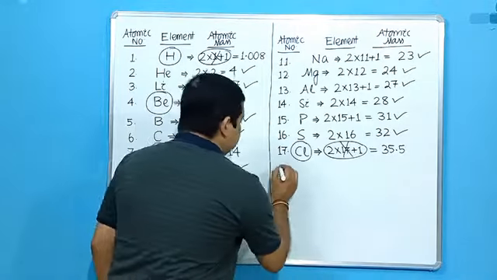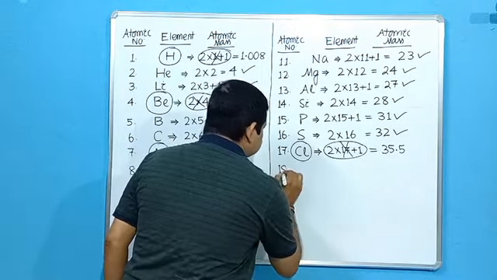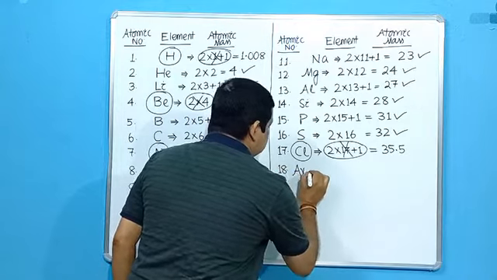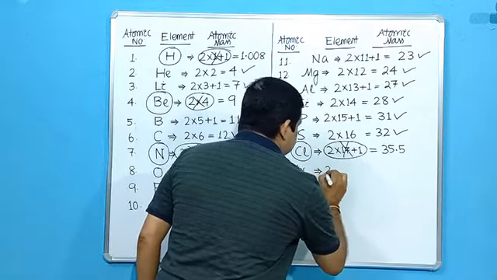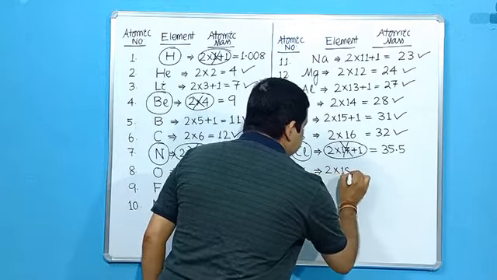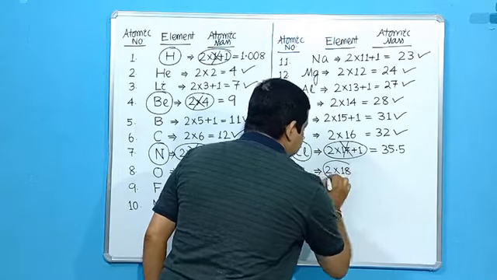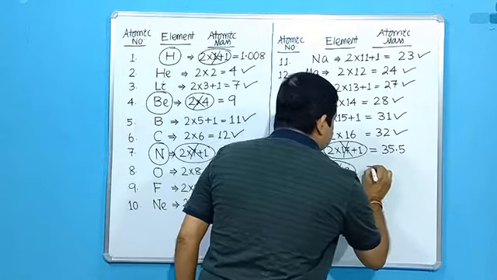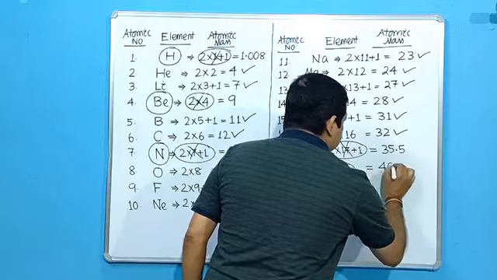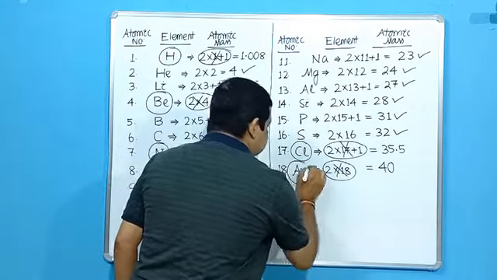Okay. Then 18, argon. So as per formula, it should be 2 into 18 because it is even, 36, but it is 40. So here comes another exception, that is argon.